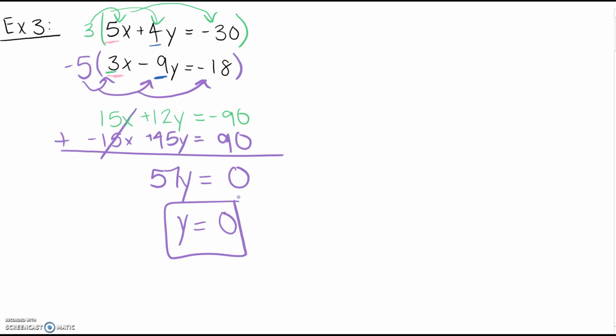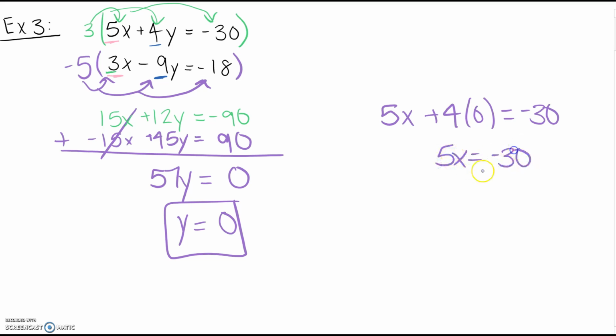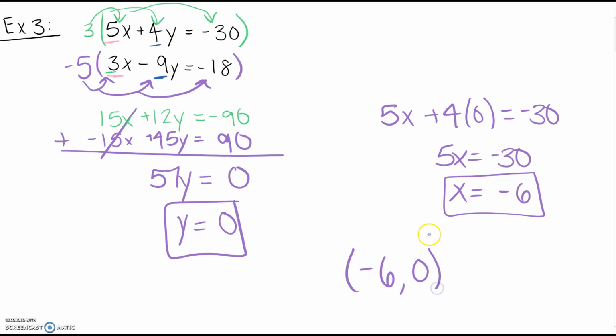Now I'm going to solve for x by substituting 0 into the first equation. So 5x plus 4 times 0 equals -30, which means 5x equals -30, which means divide both sides by 5, x equals -6. So then my answer is -6, 0.